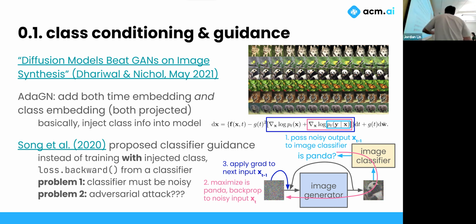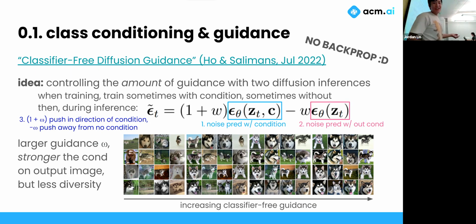This is two problems, right? The first one is the classifier must be noisy. It must be able to handle noisy images to be able to say, hey, that's a panda. The second thing is, what you're basically doing is an adversarial attack on the image classifier itself, so you may get really jank results. This is where classifier-free diffusion guidance comes in.